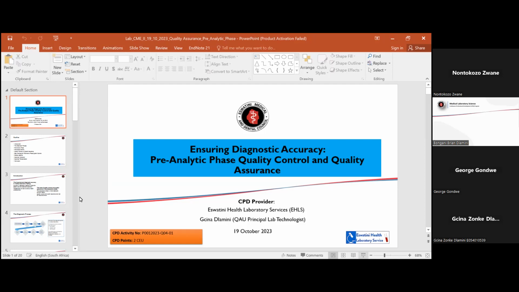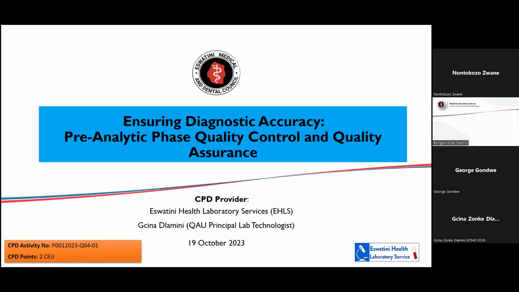My outline will be like this. We will start with a short introduction, then move to the diagnostic process, the pre-analytical phase, and some examples of errors that occur in the pre-analytical phase. Then we delve into quality control versus quality assurance, then look into best practices. Then we will look at sample collection, labeling, and transportation, and then we conclude.